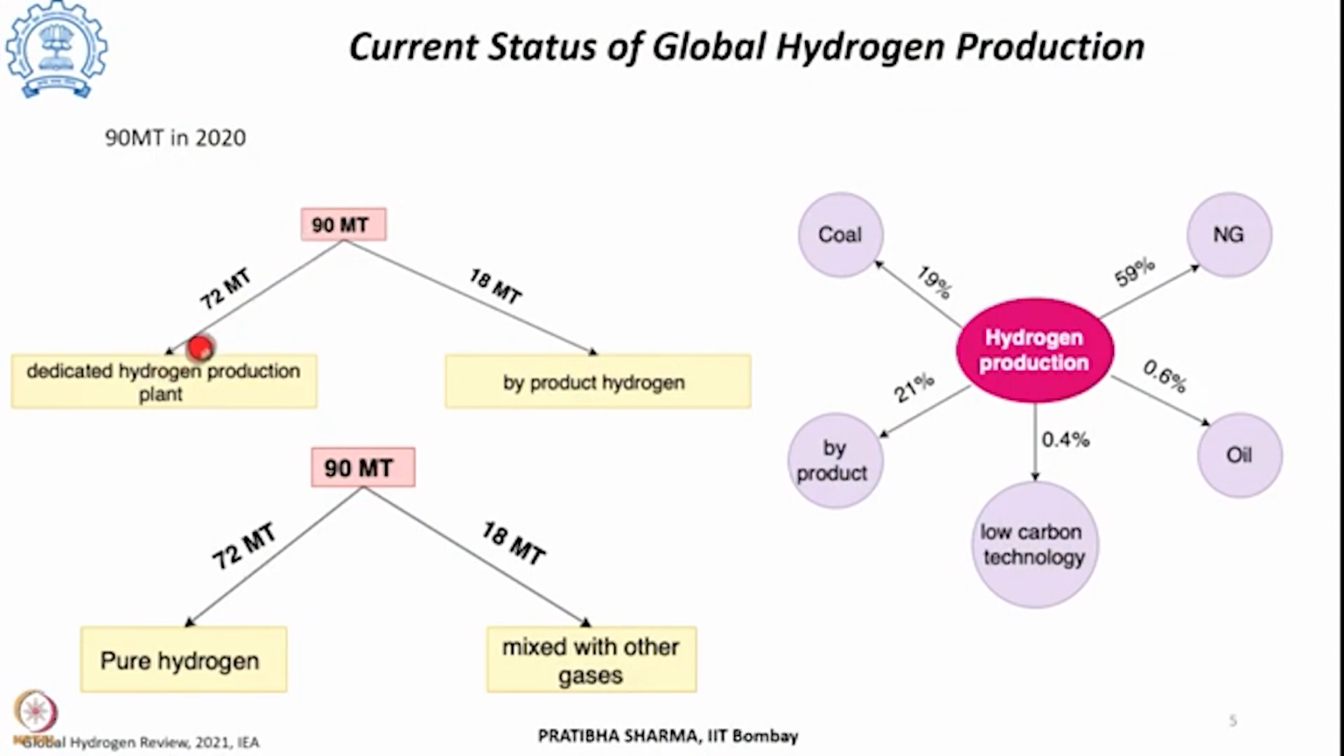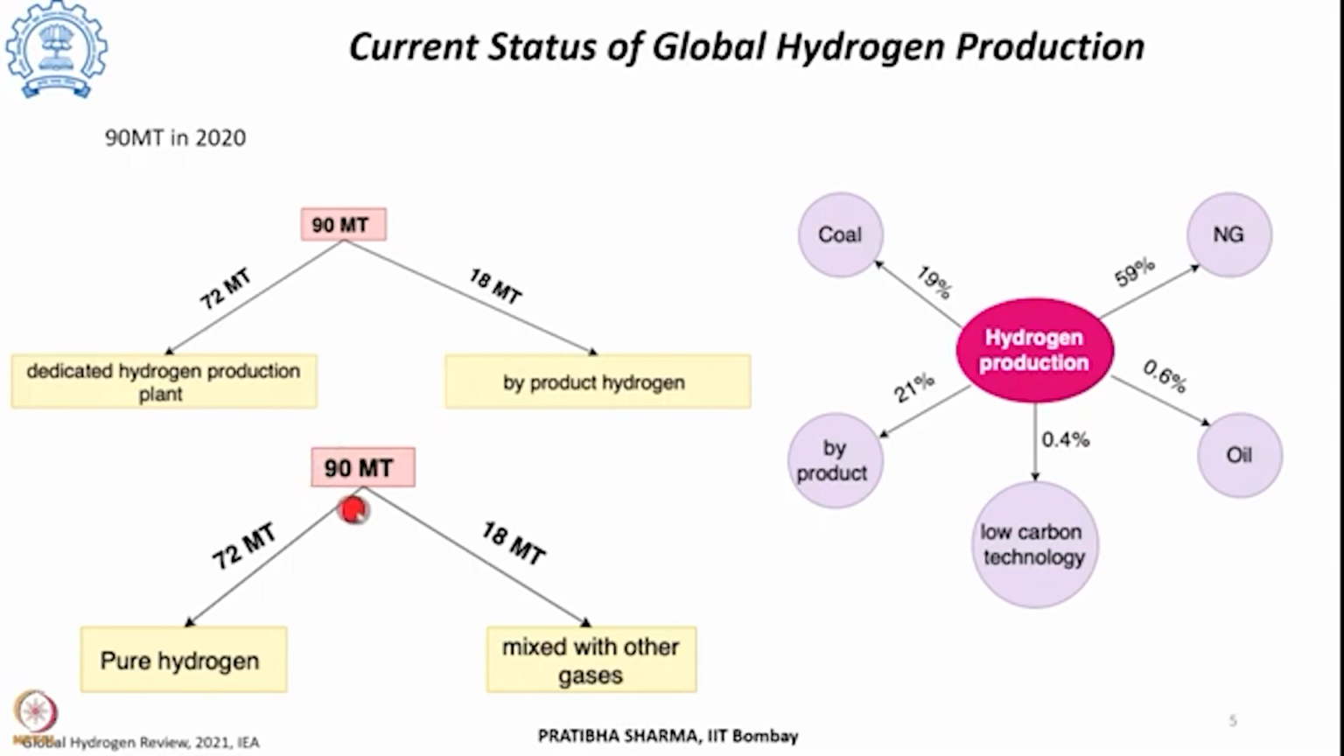Now, if we look at the current global status, in the year 2020, 90 million tons of hydrogen was produced globally. Out of that 90 million tons, 79% of it, 72 million tons, was produced in dedicated hydrogen production plants. Another 21%, which is 18 million tons, was produced as byproduct hydrogen, primarily in refineries.